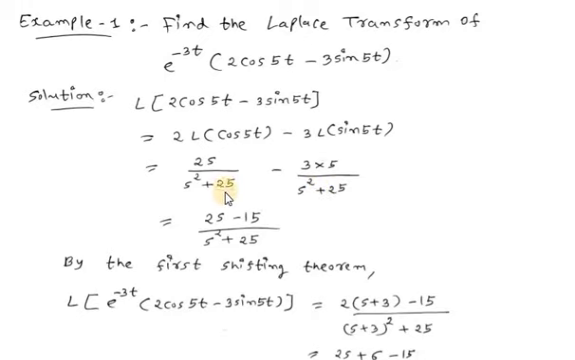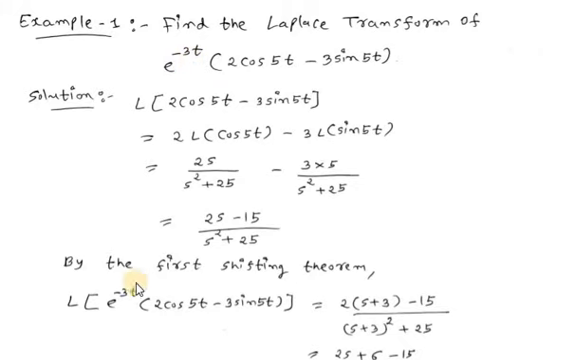Then after, you can see that in the denominator we have s square plus 25, so the LCM is s square plus 25, so that will be as it is in the denominator, and in the numerator we will be having 2s minus 15. So this is the Laplace transform of this function of t, but we have to find out the Laplace transform of this function of t multiplied by e raised to minus 3t.